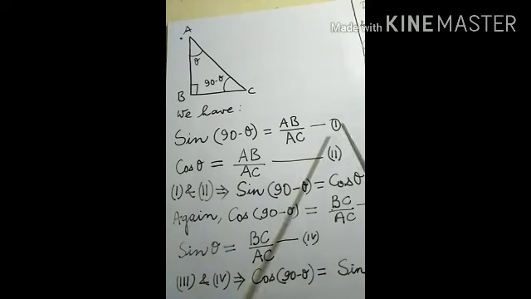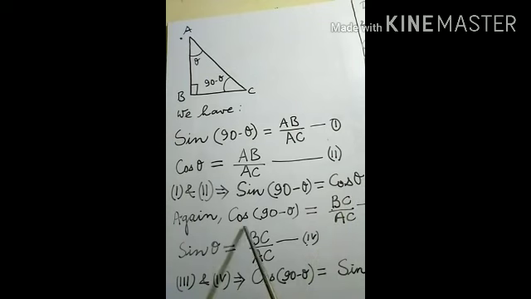Now we have to compare equation number 1 and 2. Things which are equal to the same thing. What is the same thing? AB upon AC. The things which are equal to the same thing are equal. You will study this in Euclid geometry. This is said: if things are equal to the same thing, then these things are also equal. So comparing 1 and 2, we have sine 90 minus theta equals cos of theta.